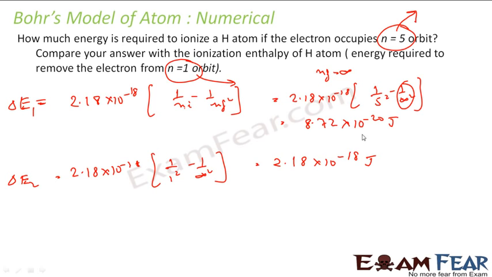Let's make everything 10 to the power minus 18 only, so this becomes 0.0872 into 10 to the power minus 18. So you see this one is less and this is more. Thus you can see that to remove the electron from the 5th orbit is easy, to remove the electron from the 1st orbit is difficult. Correct?